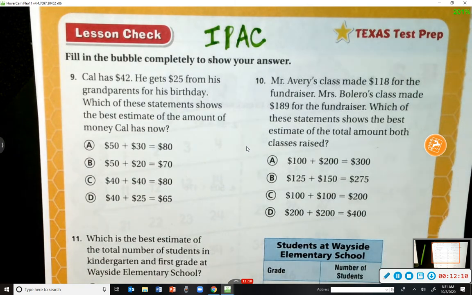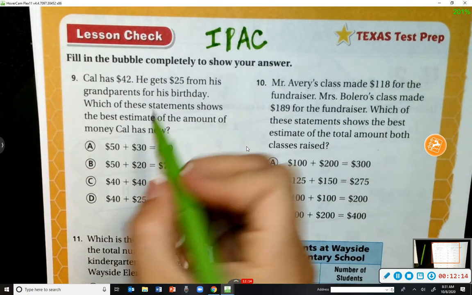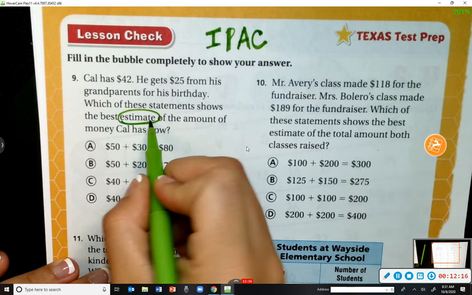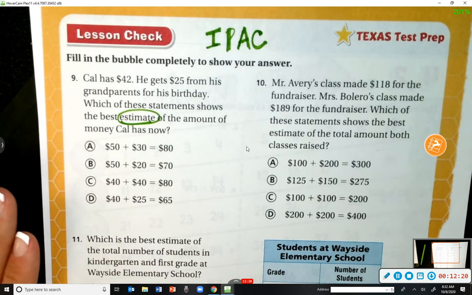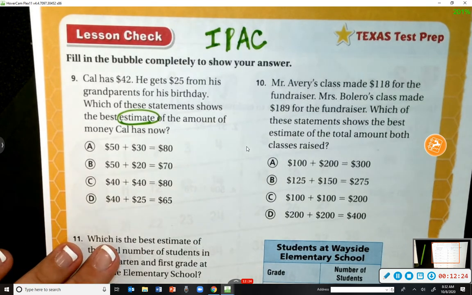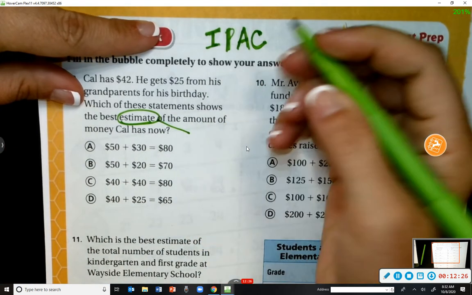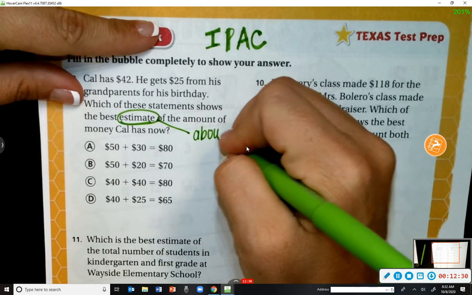One important thing I heard her read was estimate. So what does that mean when they have that in the question? Do we need the exact answer or do we need to round? Rounding. Okay, so when we estimate, that means we want about how much, not the exact.